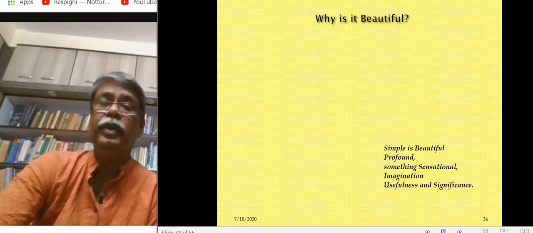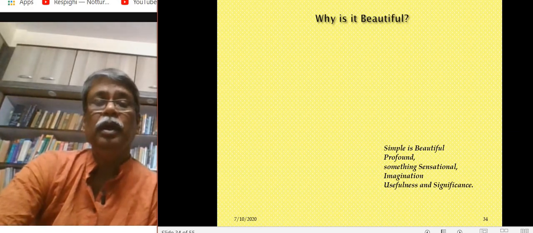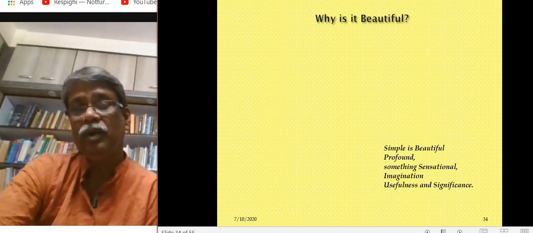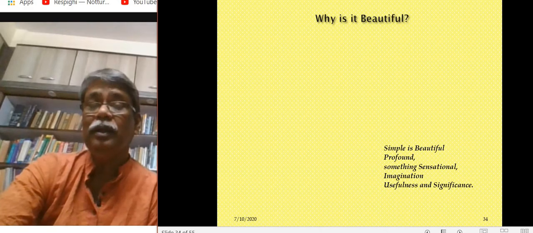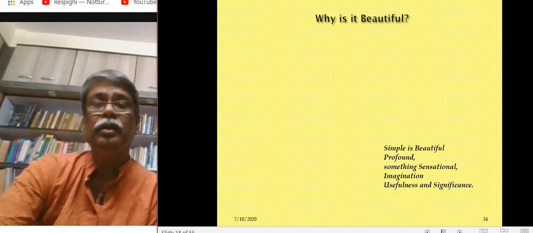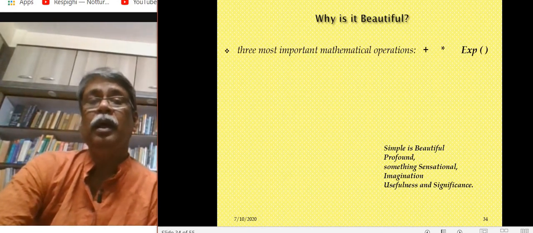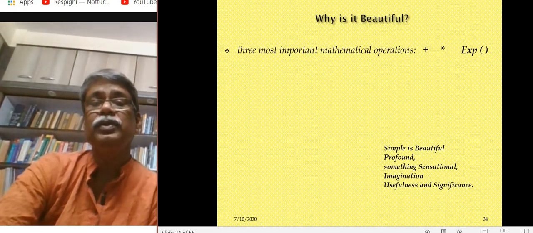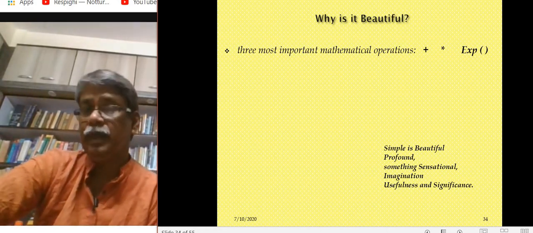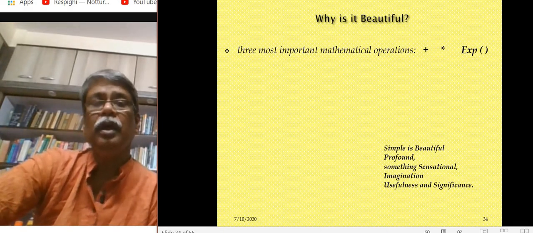The common attributes of beauty: it has to be simple, it has to be profound, and something sensational, and it should be something that takes your imagination far away, and finally it has to be very useful and quite significant, right? With all this in mind, moreover, the beautiful equation is beautiful because you see three most important mathematical operations in the same equation: addition, multiplication, and exponentiation, right?